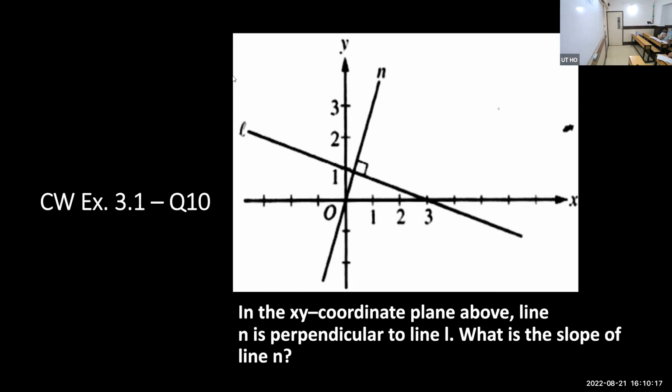Line N is perpendicular to line L. You want slope for N. Right. Is there a way to find the value of it? The moment you know this, you will be able to make this. Yes, correct. That's the starting point.